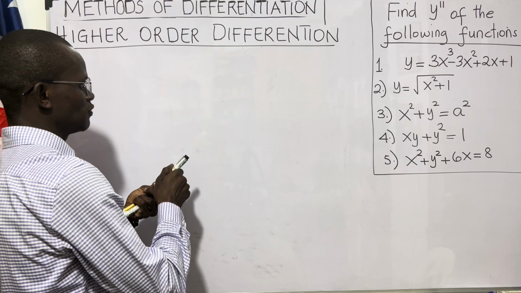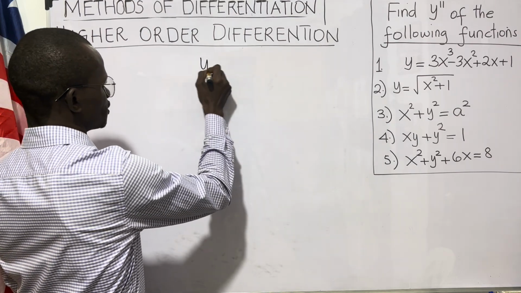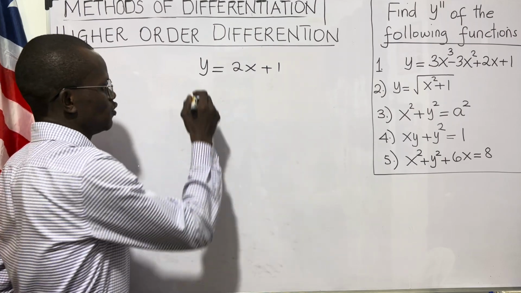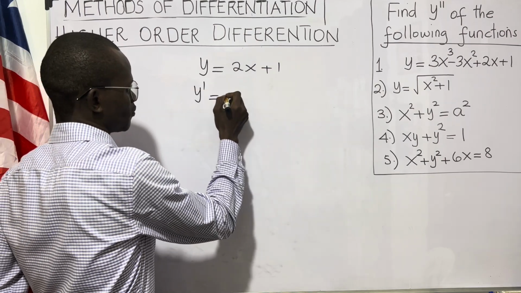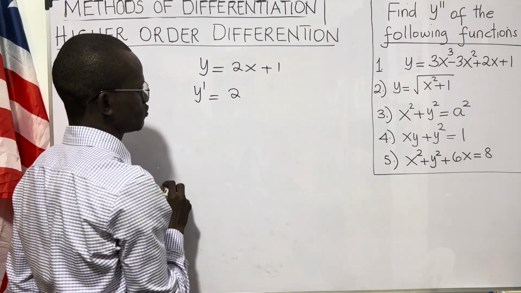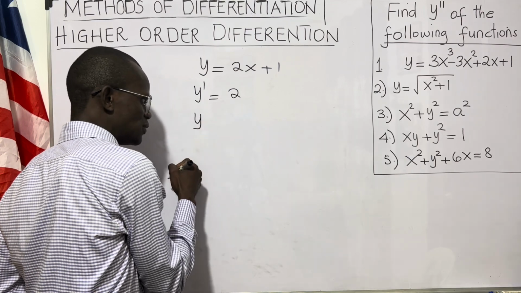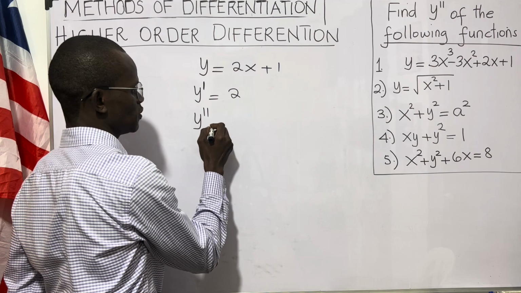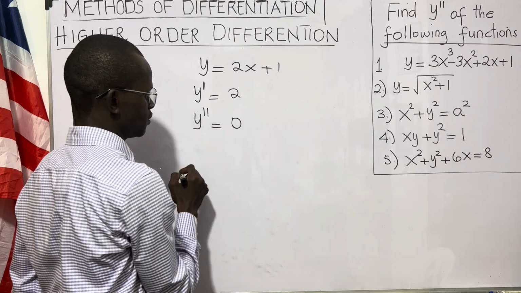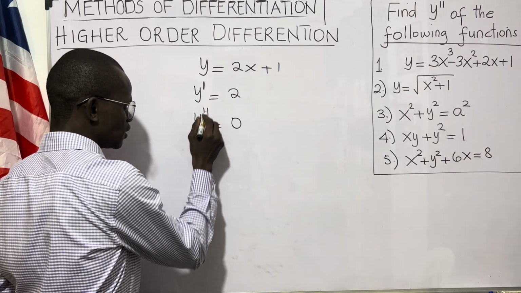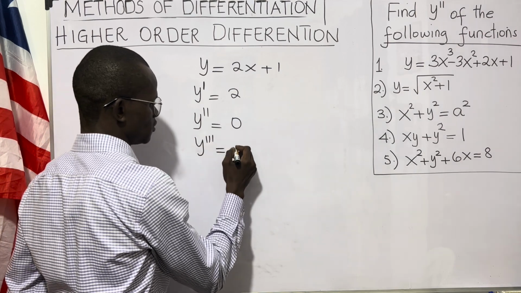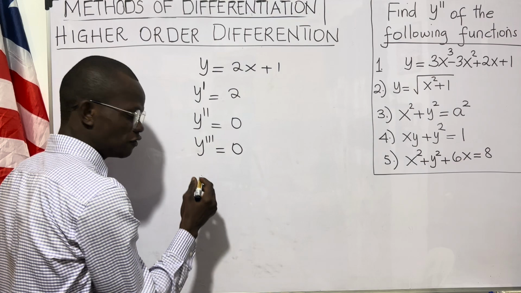For example, if you have y equals 2x plus 1, you find y prime, right? Which is equal to 2. Then you want to find the second derivative. So you increase the stroke, 1, 2, second derivative. So it's equal to 0. You want to find the third derivative, you increase the stroke, 1, 2, 3, it's equal to 0. You want to find the fourth derivative.